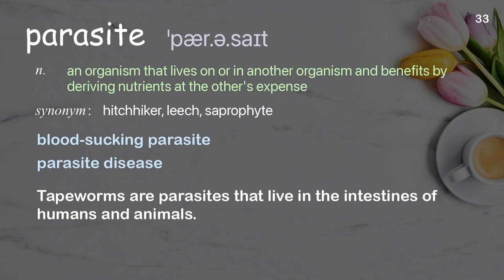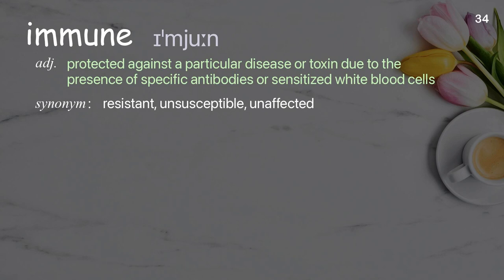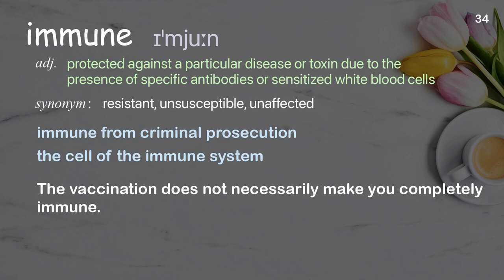Immune. Protected against a particular disease or toxin due to the presence of specific antibodies or sensitized white blood cells. Examples: immune from criminal prosecution. The cell of the immune system. The vaccination does not necessarily make you completely immune.